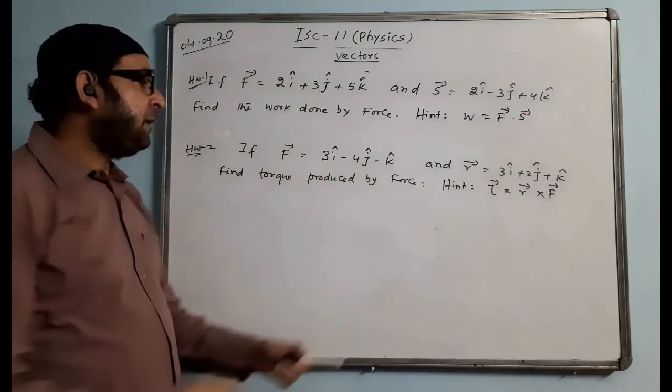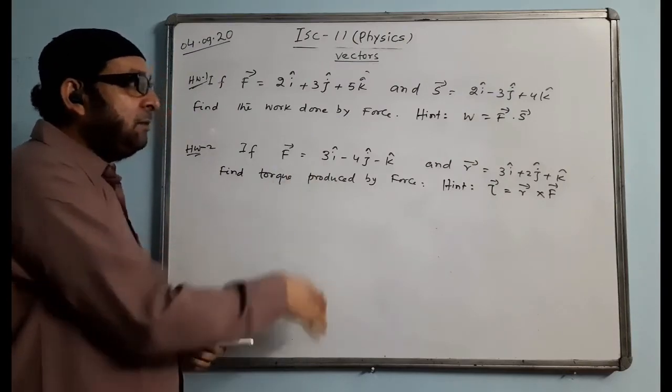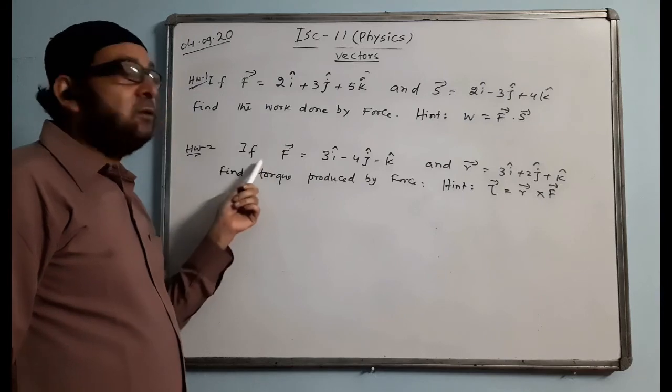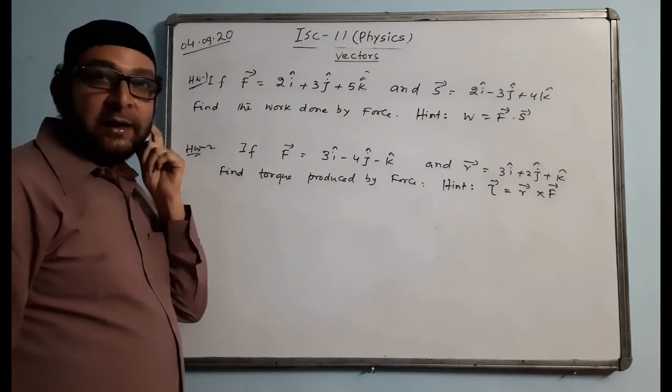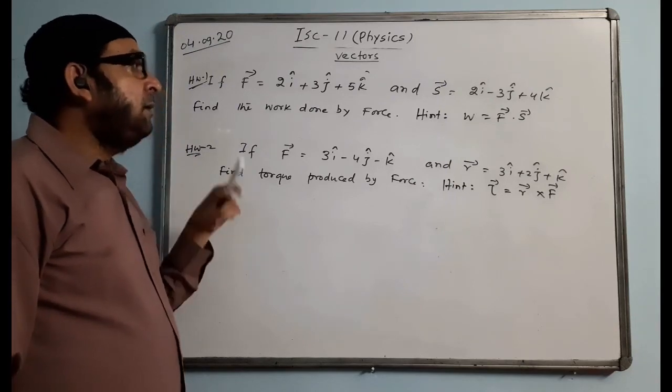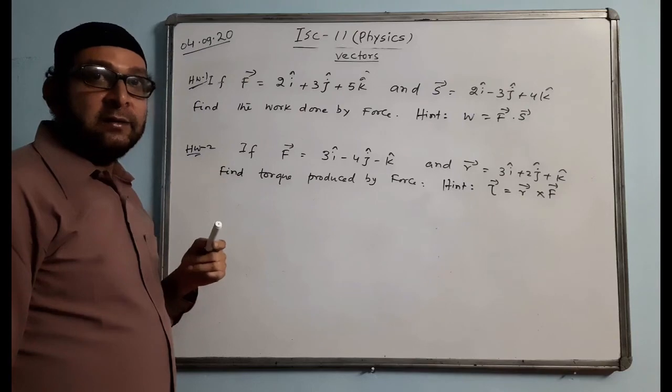The cross product you can take by the circle method, the cyclic method, or you can do it by the determinant method. So these two questions you must try today. Okay. And tomorrow we will be starting a new chapter, kinematics. That means equations of motion in one dimension, in a straight line, linear motion.